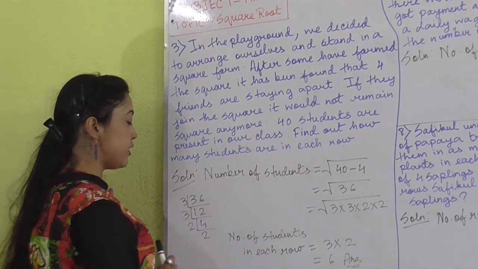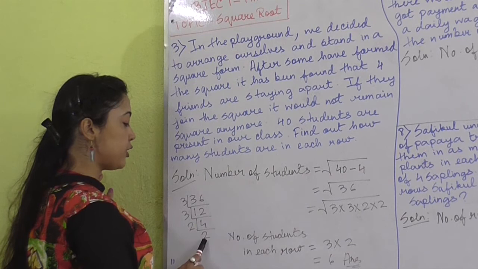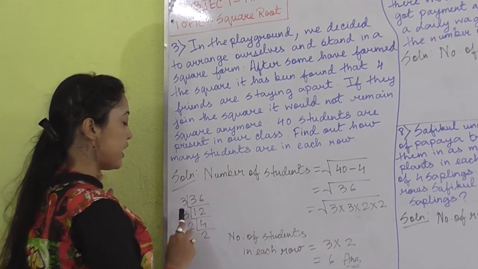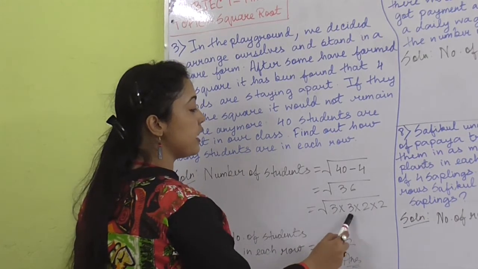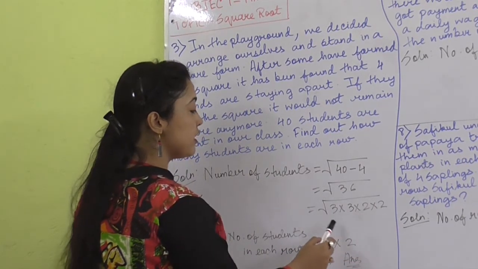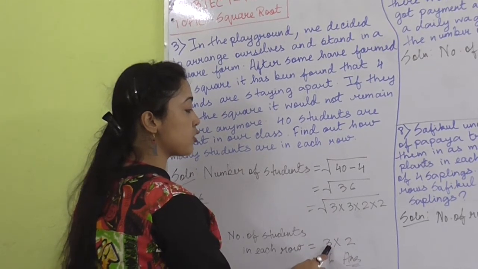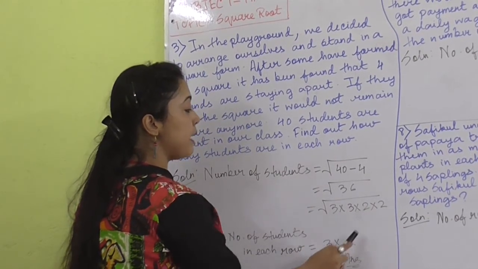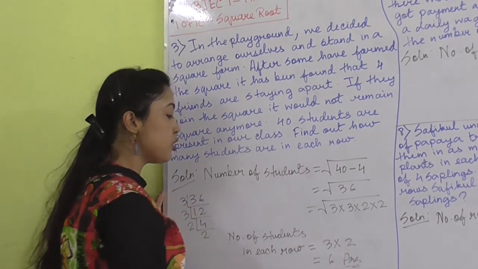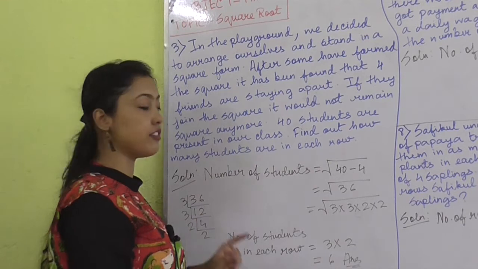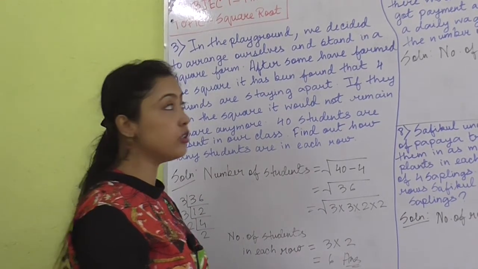36 is divided by 3. So 3 12s are 36, 3 4s are 12 and 2 into 2 is 4. So 3 into 3 into 2 into 2. I have written it in this way, that is 3 into 3 into 2 into 2, in square root form. So from these two 3s I am taking one 3 as common, and from these two 2s I am taking one 2 as common. So 3 into 2 is coming as 6. So the number of students in each row of the square is coming as 6. I think this problem is clear to you.